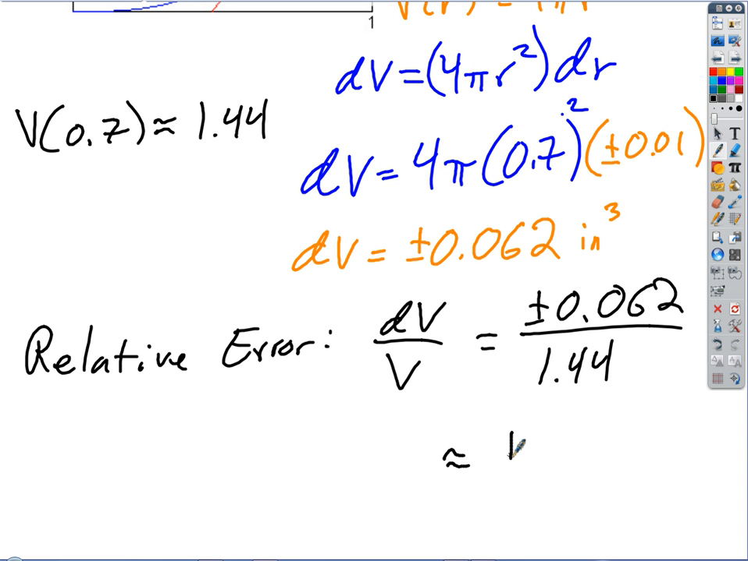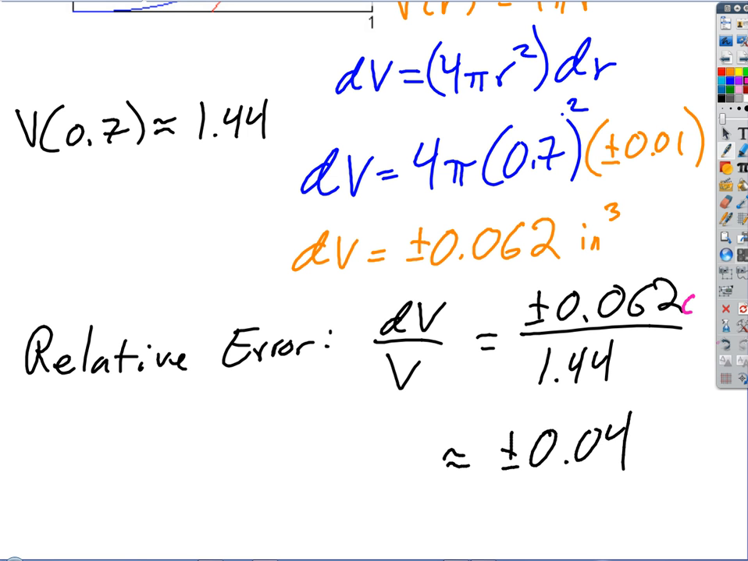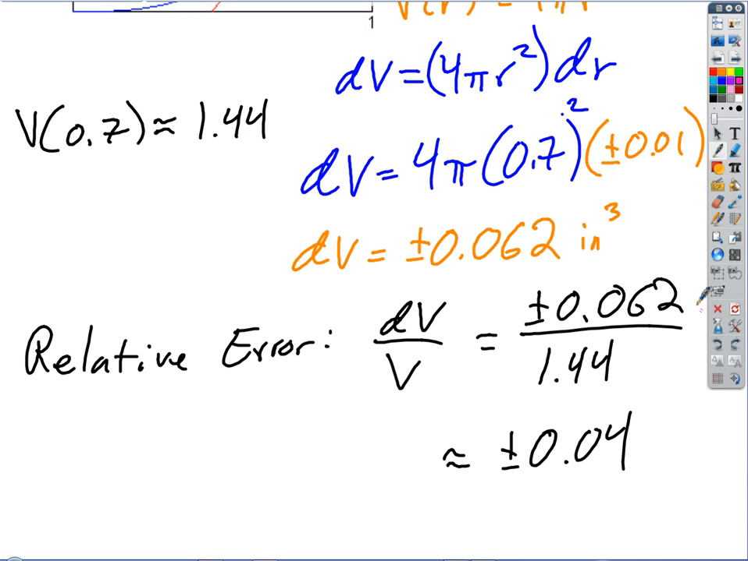Okay, so I get plus or minus 0.04, right? Now that means something, because are there any units to this, by the way? They're going to cancel, aren't they? If I look at the units here, I've got inches cubed over inches cubed, right? Because the differential, the change in volume, is measured in cubic inches, and the volume itself is measured in cubic inches. And so this is good.